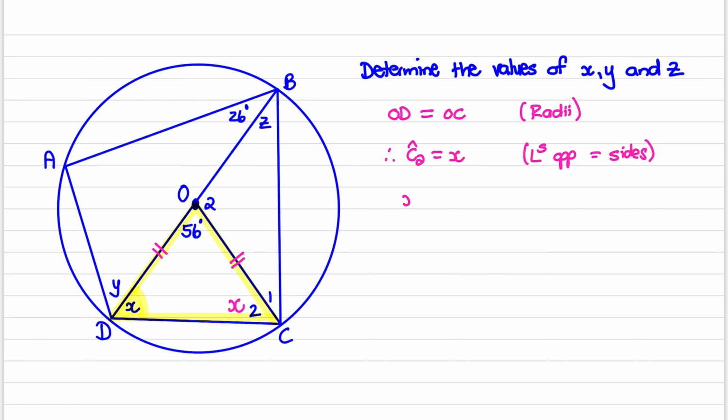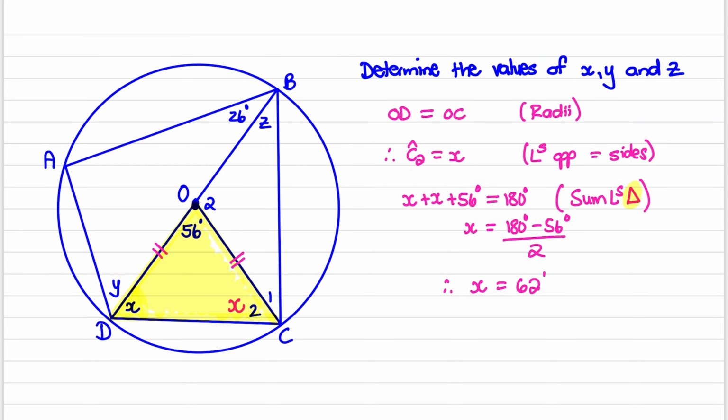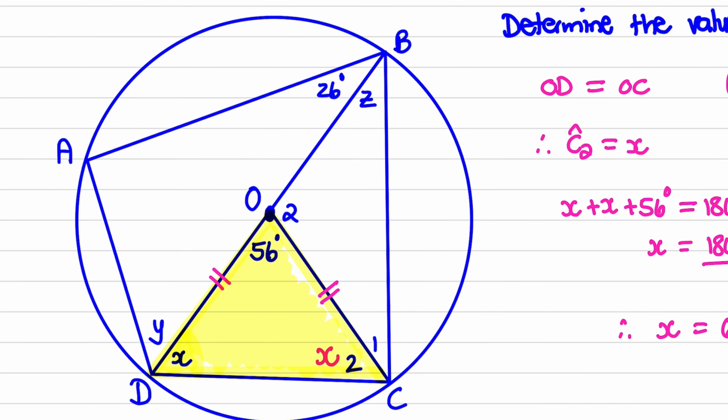Then we can say that x plus 56 degrees is equal to 180 degrees, and our reason is sum of angles in a triangle. And the triangle that we are focusing on is the yellow triangle that we have indicated. That means that x is equal to 180 minus 56 divided by 2. Therefore, x is equal to 62 degrees. Now let's go back to our sketch to find the values of y and z.